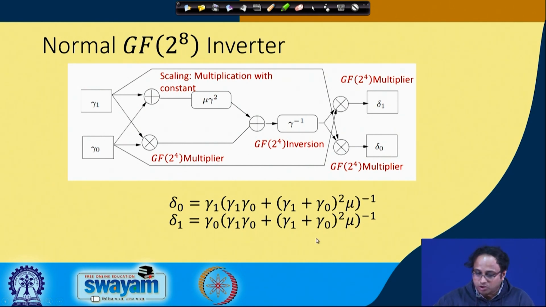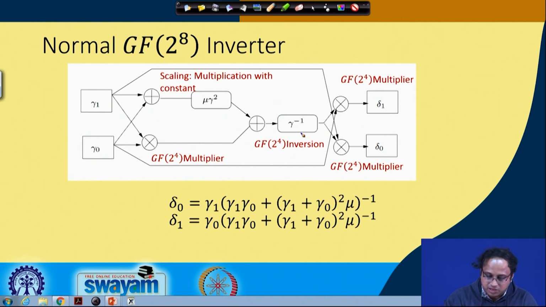Okay. So, this operation is actually what we have seen previously, and is called the squaring and scaling operation. Okay. So, this operation where you are doing a squaring and you are multiplying with a constant is called a squaring and scaling operation. Okay. And that is done by this block, where you basically square and you scale, that is you multiply with a constant. Okay. So, once you have done this, the input is the XOR of gamma 1 and gamma 0, and that is what you are squaring and scaling.